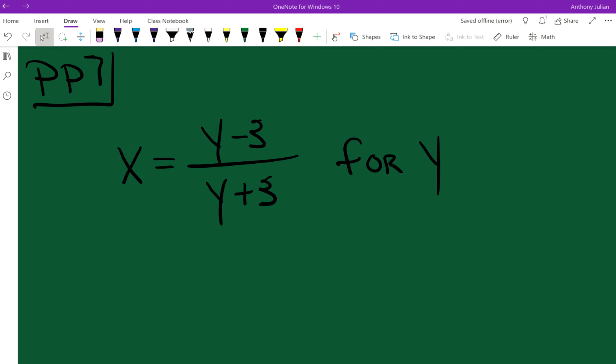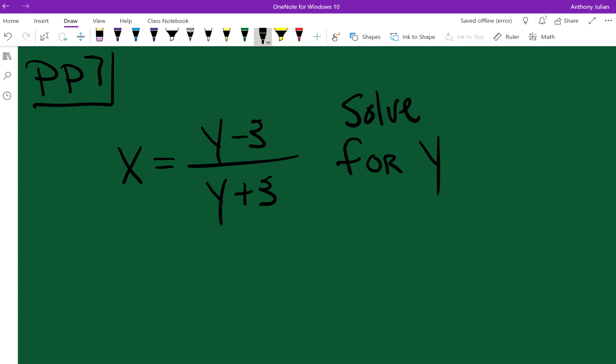All right, now we're headed for our second objective about formulas. And here's a formula where we have x equals (y minus 3) over (y plus 3), but we're solving for y. Solve for y. A little bit different here now. All right, but we do the same thing. Let's get these denominators to be the same.